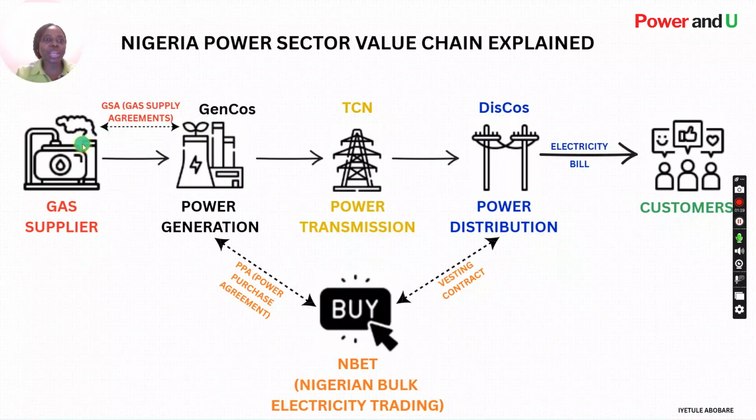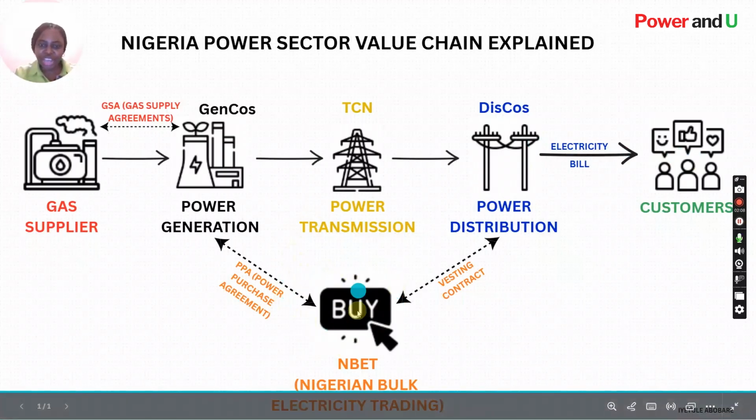And there is an agreement between the gas supplier and the GENCOs called the GSA, Gas Supply Agreement. What a gas supply agreement simply documents is it tells the GENCO that I'll supply you this volume of gas at this price within this duration and through this medium. Both parties sign that agreement and it becomes binding on both of them. Now, when the GENCOs get that gas, they use it to produce power. When that power is produced, it is transmitted through the TCN to the discos, and then the discos will distribute the power to the customers.